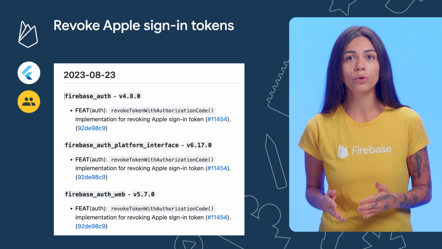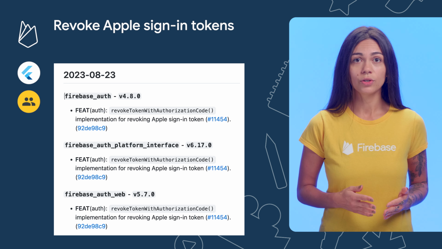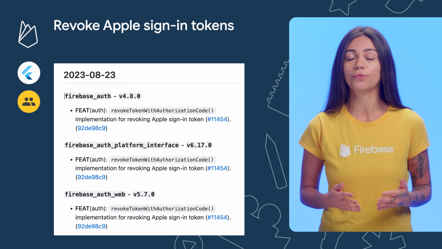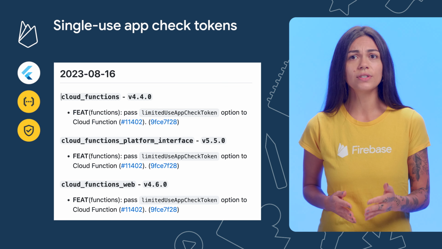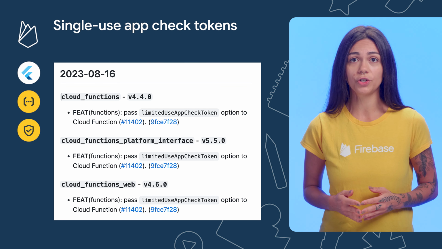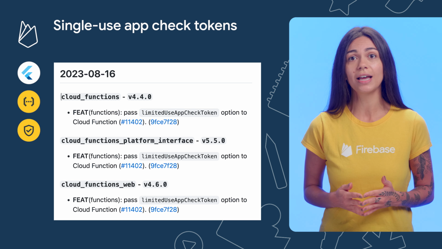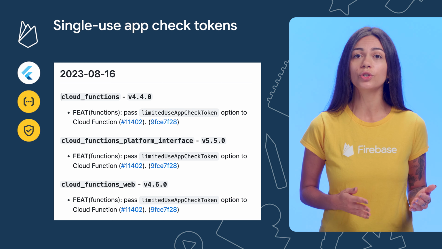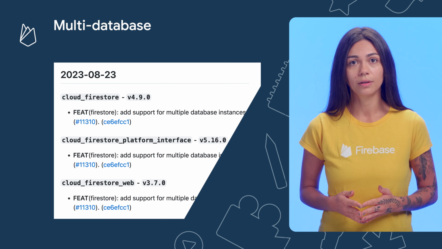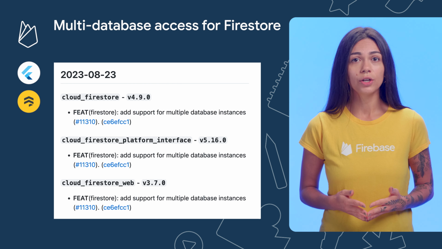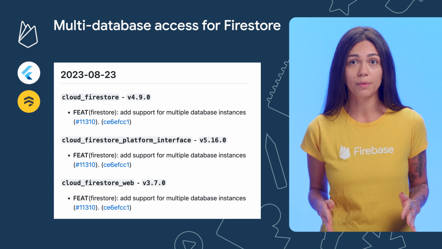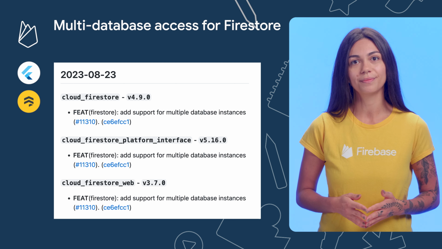There is also a new revoke token with authorization code method so that you can revoke Apple signing tokens in your Flutter apps. And if you use app checks to ensure that only your own applications can make calls to your callable cloud functions, you can now pass an optional limited use app check token parameter to ensure the token can't be reused. And if you use Firestore in your Flutter apps, you can now access any and all of the database instances that exist in your project.